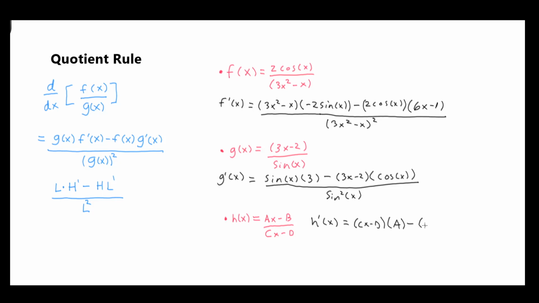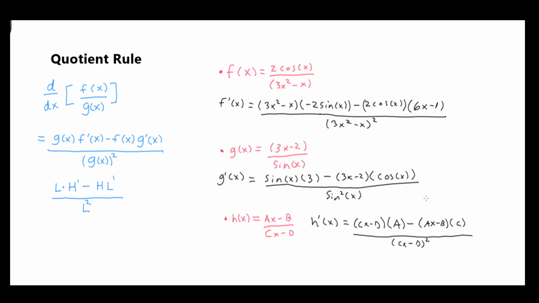Now we're going to write our higher function, and multiply that by the derivative of our lower function, which in this case will just be c. And that's just going to be over our lower function squared. So we have cx minus d, squared.